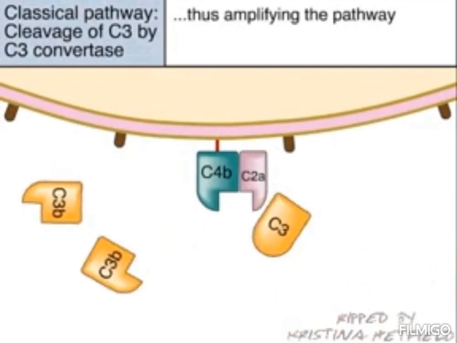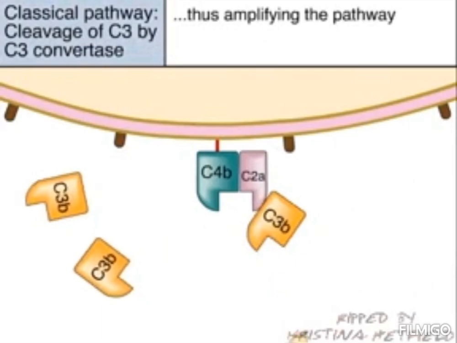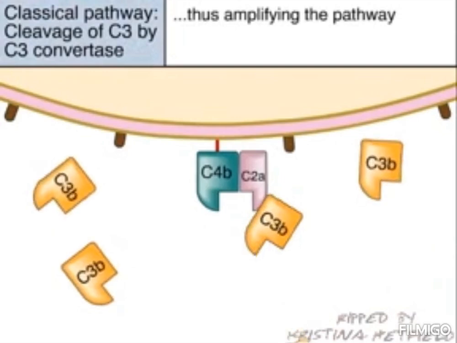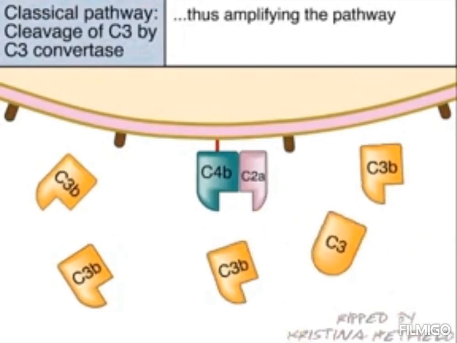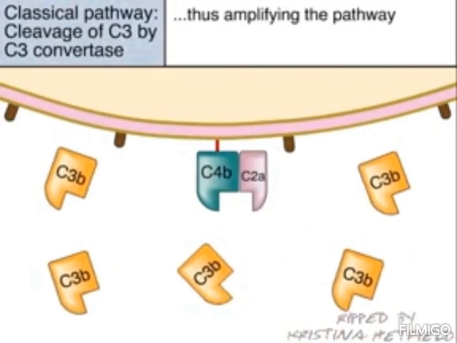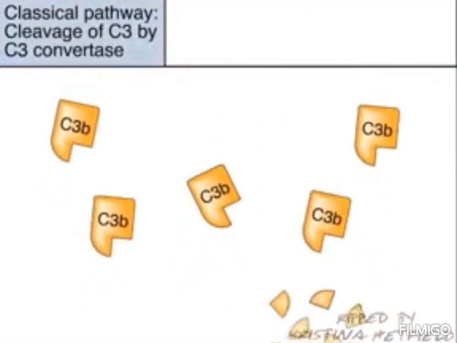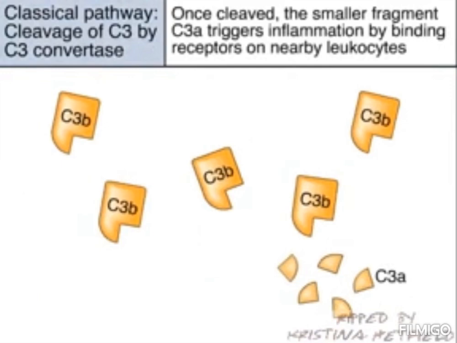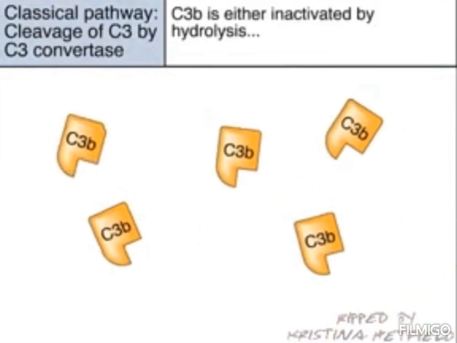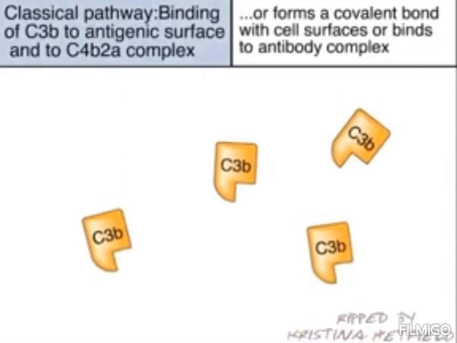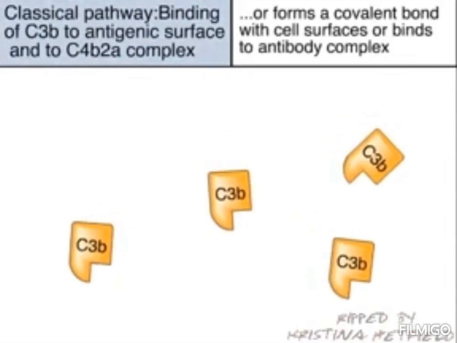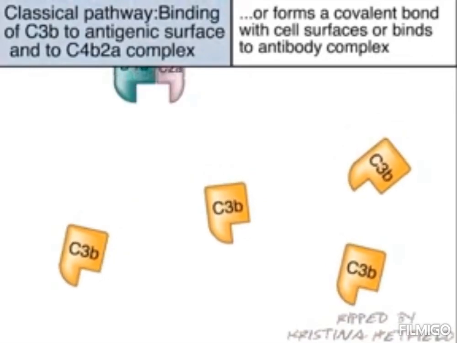So when it's activated, we say it is popped and it won't stop. Now that C1 is activated, it's going to cause C2 and C4 to split in two. So now we have two fragments of C2 and two fragments of C4. One of the fragments of C2 will combine with one of the fragments of C4 to form an enzyme called C3 convertase.